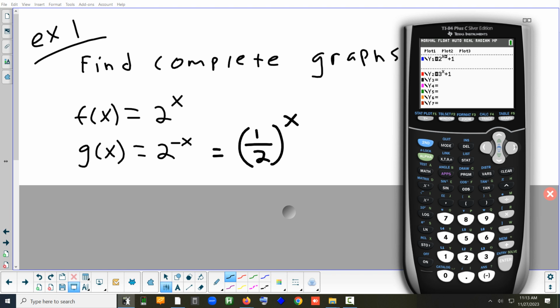Okay, so let's put in 2 to the x. And for the purpose of graphing it, you could put in either one. That doesn't make a difference. So 2 to the negative x. Okay, so there's 2 to the x. That's your exponential growth. And 2 to the negative x, it's going to be in red. And it's going to come down. And it's going to be a mirror image of what's in blue. So the blue one is called growth, and the red one is decay.